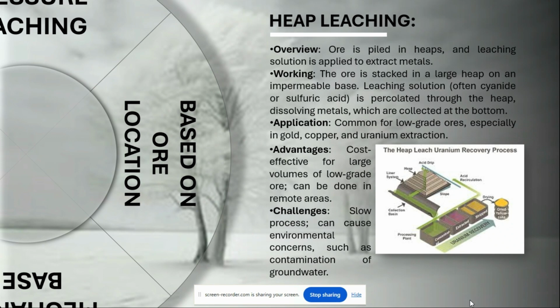Leaching has quite a few advantages, like it's cost effective and it can be used for low-grade production. It's generally used in remote areas because chemicals can often be very hazardous for the local environment.